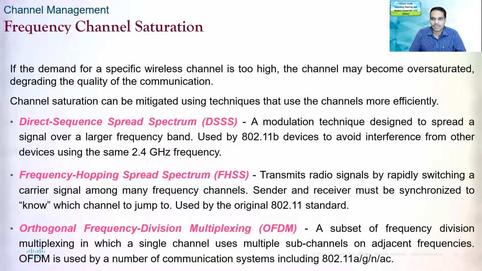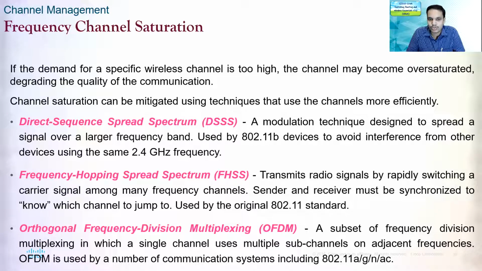The third one, which is currently used by most modern day networks, is called OFDM, Orthogonal Frequency Division Multiplexing. It is a subset of frequency division multiplexing in which a single channel uses multiple subchannels on adjacent frequencies.